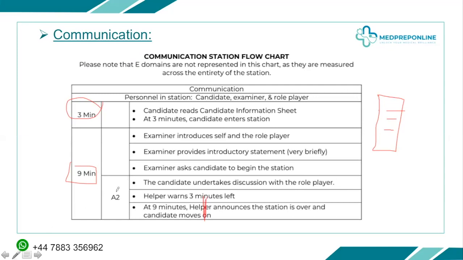Here they are testing your A2 domain, that is the information giving. And along with this, E1, E2, E3, which I discussed in the slides where I showed the domains, are also tested in communication.